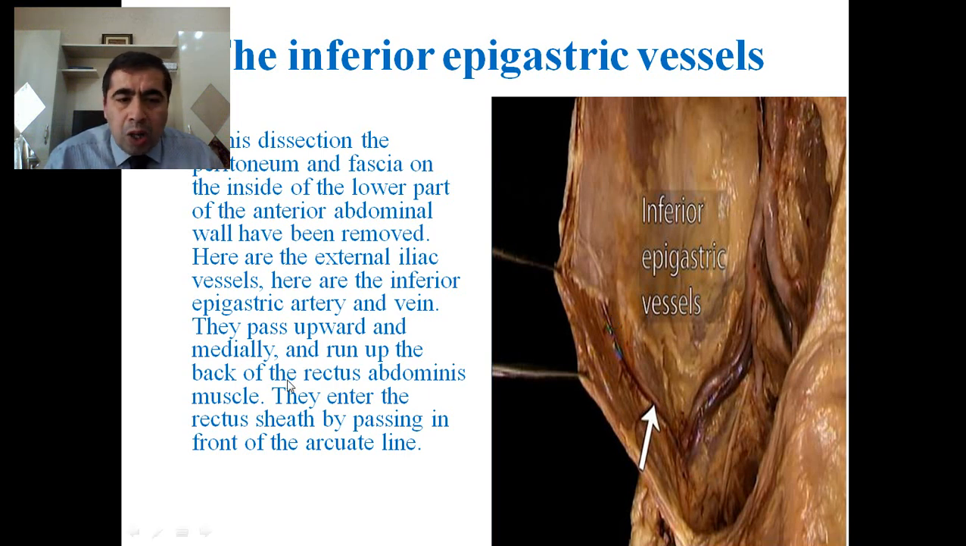They pass upward and medially and run up the back of the rectus abdominis muscle. It means within the rectus sheath. They enter into the rectus sheath by passing in front of the arcuate line.